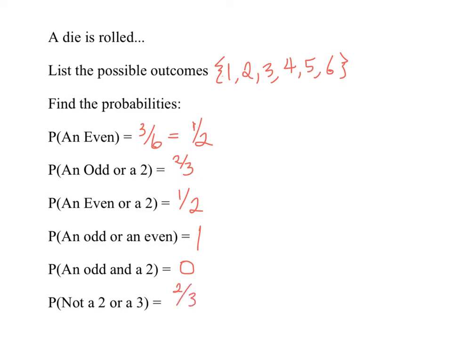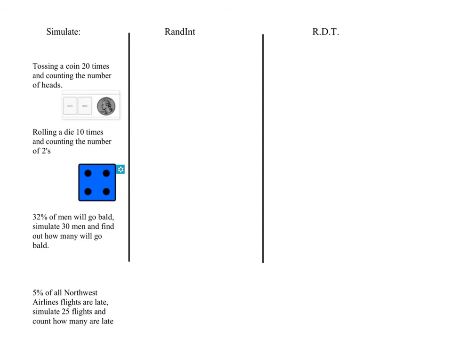All right, let's look at some simulations. So tossing a coin. I want to simulate tossing a coin 20 times and counting the number of heads. Okay, so if I was going to do that on my calculator, I'd probably just say, all right, rand int 1, 2, 20. And then I would just assign. I'd say if I see a 1, it's heads. If I see a 2, it's tails.